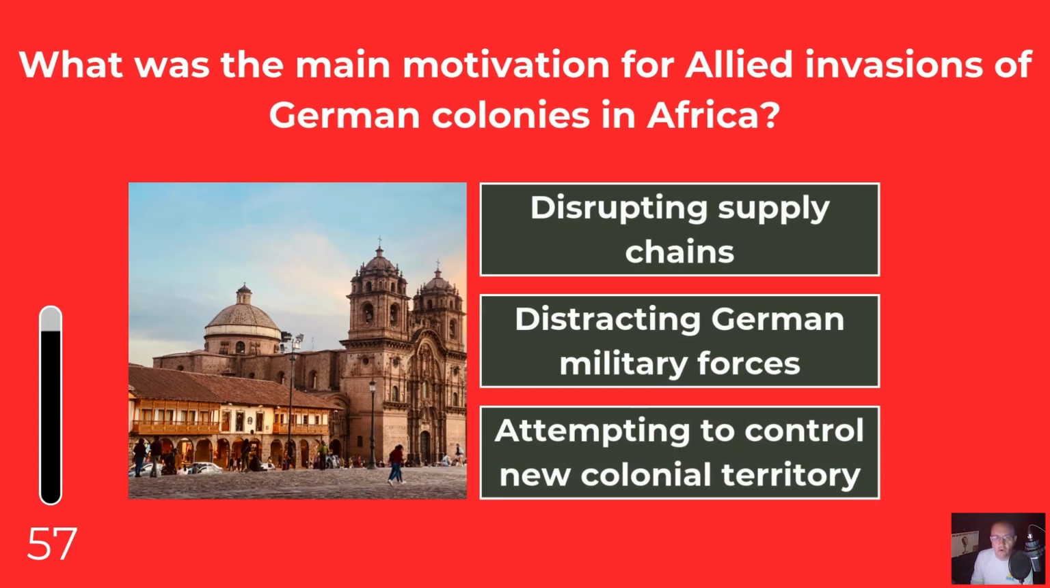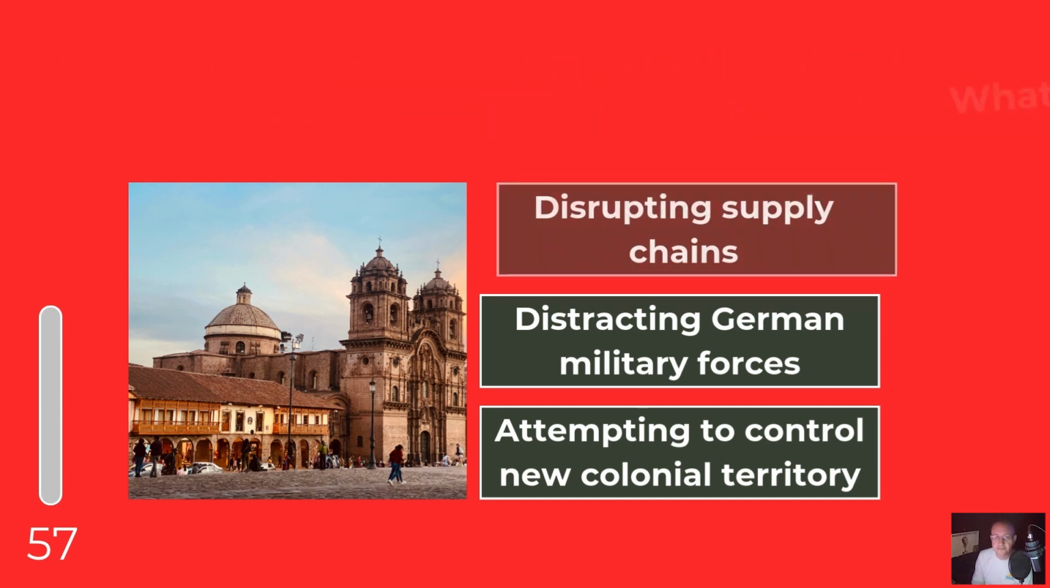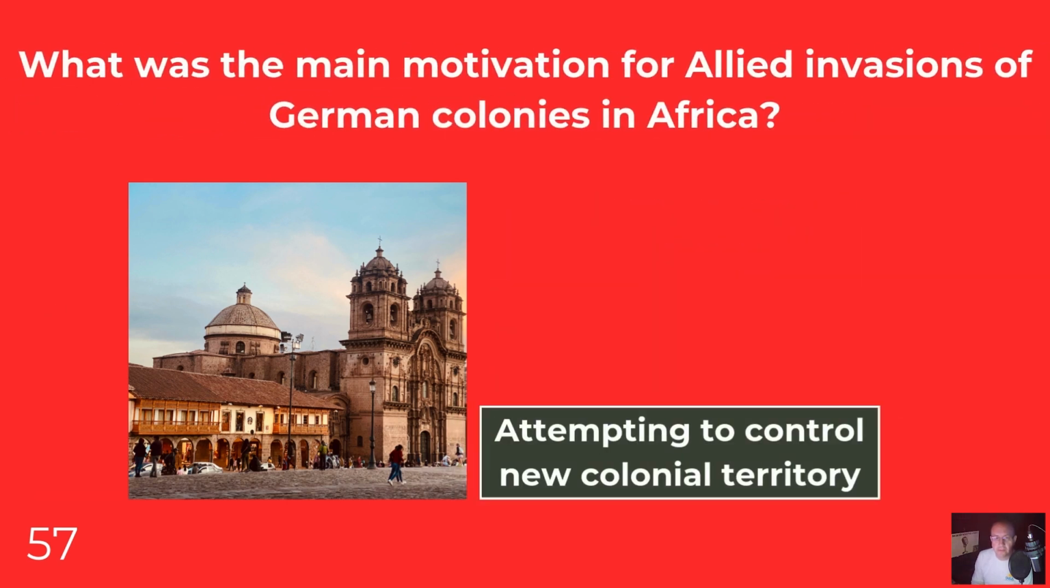What was the main motivation for Allied invasions of German colonies in Africa? Was it the disrupting of supply chains, distracting German military forces, or attempting to control new colonial territory? They were attempting to control new colonial territory.